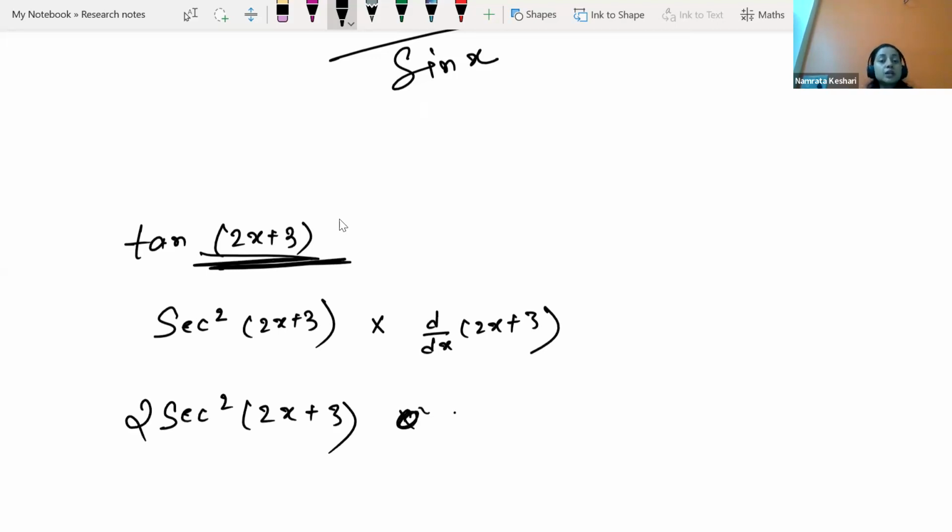Just 2. That 2 we will write in front, so that it will be clear that 2 is not the angle. It is not sitting with the sec square. That's why we will write it in front. Getting it? Yes, ma'am. Let me take another question.